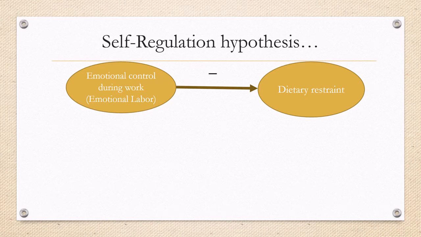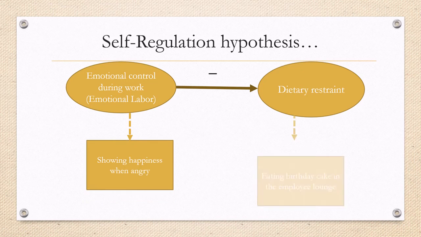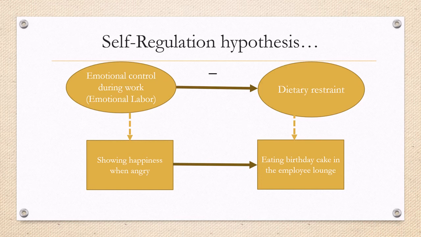So let's go back to our self-regulation hypothesis. Emotional control during work, or emotional labor, is predicted to have a negative relationship with dietary restraint. So doing a lot of emotional labor will lead to a lower ability to restrain oneself. For emotional labor, we may choose a self-report measure of showing happiness when the person is angry. The actual measure will be more specific, such as asking the person, have you, in the last hour, to what extent have you had to suppress feeling angry and act as if you were happy? Alternatively, we could ask people to give ratings on several emotions in terms of both how they have felt and in terms of emotions that they have had to display. From those ratings, we could calculate the extent of showing happiness when being angry.